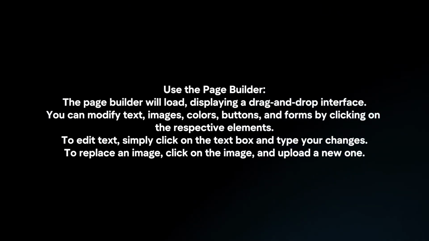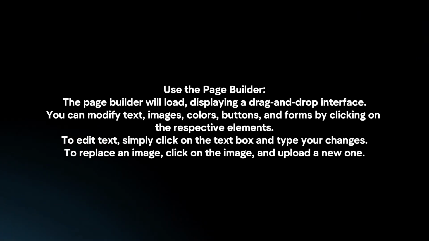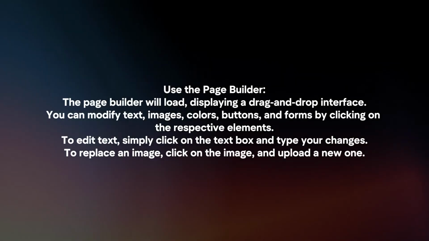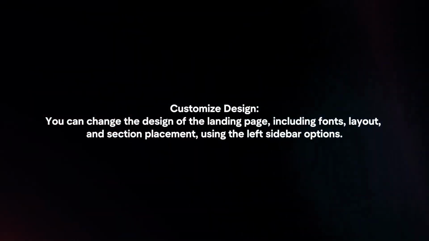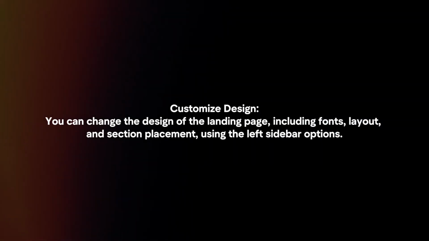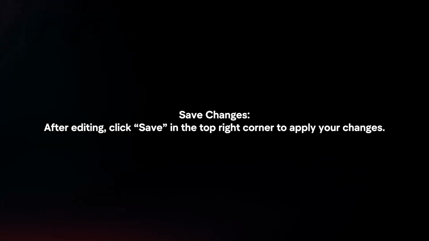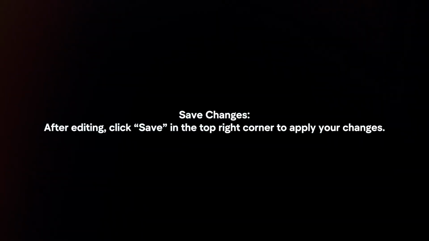To edit text, simply click on the text box and type your changes. To replace an image, click on the image and upload a new one. Customize design. You can change the design of the landing page, including fonts, layout, and section placement, using the left sidebar options. Save changes. After editing, click Save in the top right corner to apply your changes.